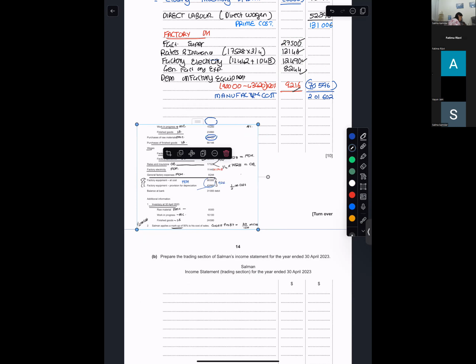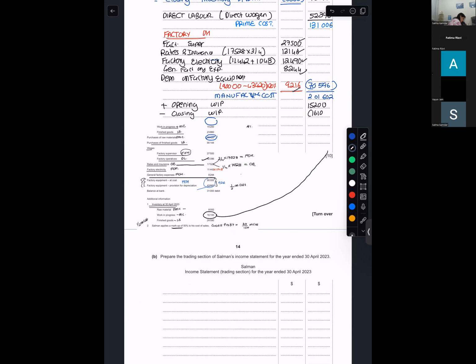So in your manufacturing cost, I will add what? Opening work in progress, minus the closing work in progress. You could add and then subtract, or you can just directly do it. Opening work in progress is 15,200 and closing work in progress is 16,100. So this is going to give you 200,702.